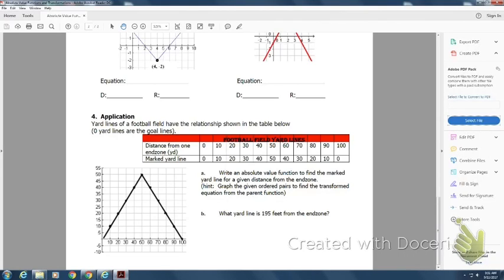So first, Neve, what is the vertex for this? 50-50. Maria, is it going to be a positive or negative equation? Negative. Why is it going to be negative? Because it's opening down. What is my slope on this? Somebody tell me that.